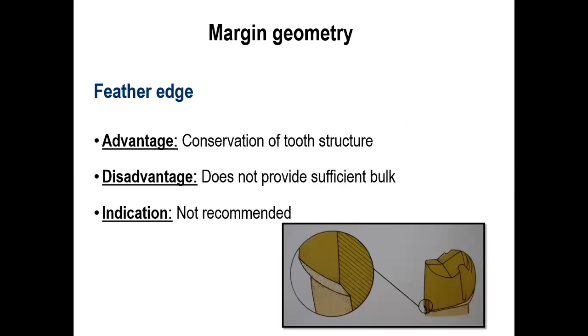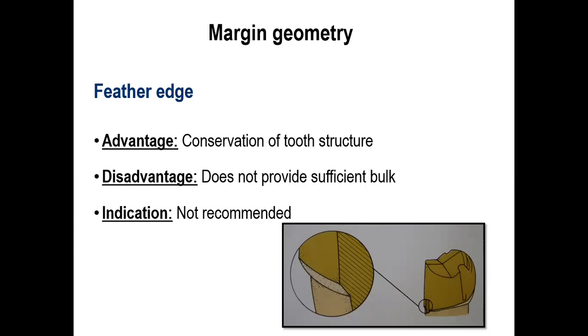Next is margin geometry. There are different types of margins. Actually, these are called finish lines. The different types of finish lines include feather edge, knife edge, chisel edge, bevel, shoulder, chamfer, sloped shoulder, and shoulder with bevel. These are the different types of finish lines.